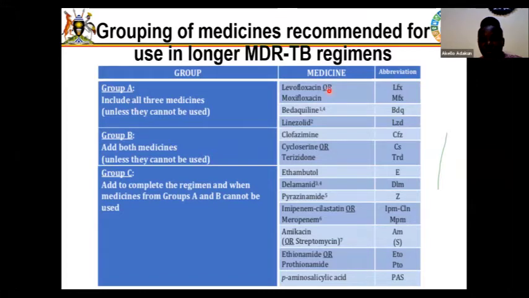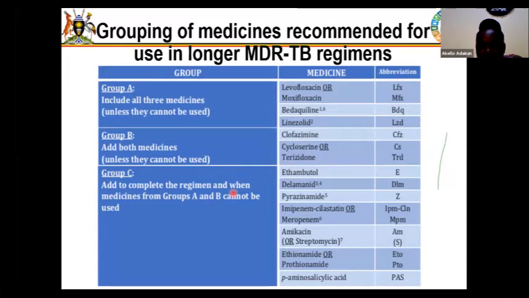the fluoroquinolones, levofloxacin or moxifloxacin, bedaquiline, and linezolid. And all these drugs should be picked unless there's intolerance, meaning there are some kind of side effects, or if there is resistance. Then we have Group B, which is clofazimine and cycloserine. Clofazimine is a drug that has been used for leprosy, and it was repurposed for MDR-TB. These 2 drugs should also be picked unless they cannot be used due to intolerance or resistance, meaning that all the 5 drugs should be used.